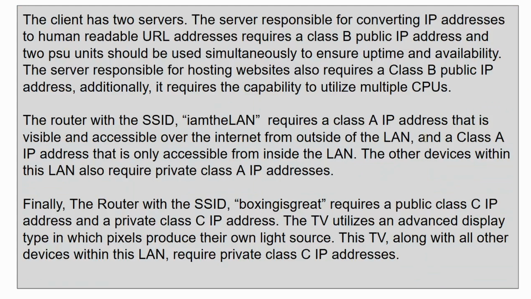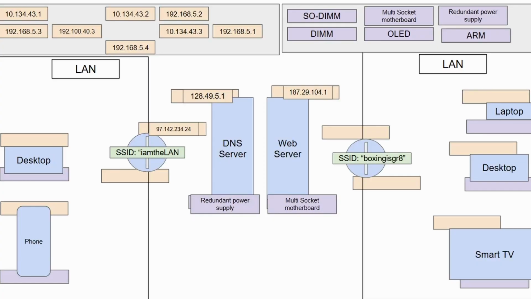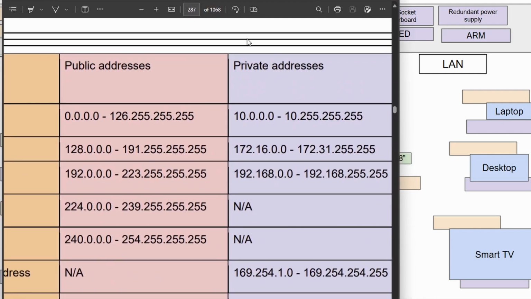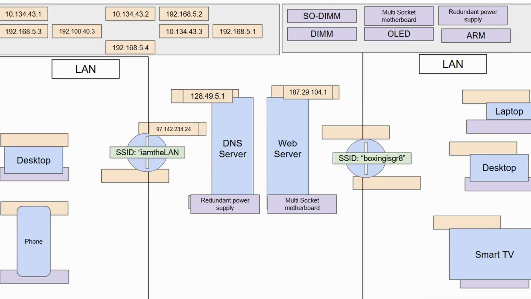It says, this router also requires a Class A IP address that is only accessible from inside the LAN. Okay, so we need a private Class A IP address. Remember those ranges, guys. What's the private address range for the Class A range of IP addresses? Let's bring it up. It's right here. It's anywhere in the 10 range. Class A private is 10. Okay, so which one should we have for our router?